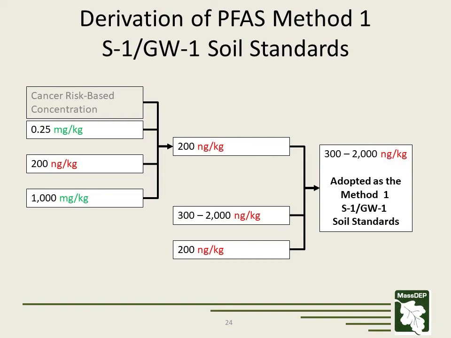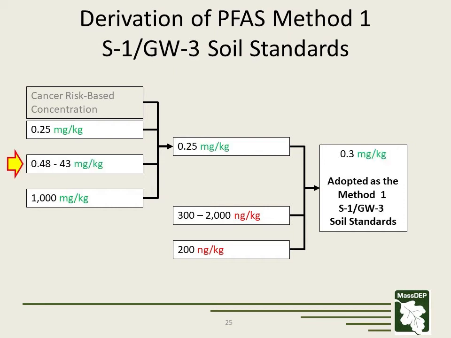And finally, 200 nanograms per kilogram was identified as an analytical detection limit for PFAS in soil. The final step in the process would be to choose the highest of these 3 values, and that would be the background concentrations of 300 to 2,000 nanograms per kilogram, depending upon which specific PFAS compound you're talking about. To set the Method 1 S1 GW3 soil standard, we'll follow the same process.